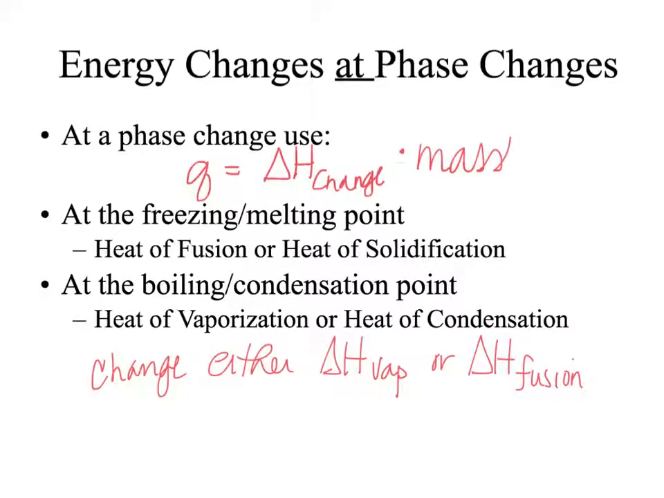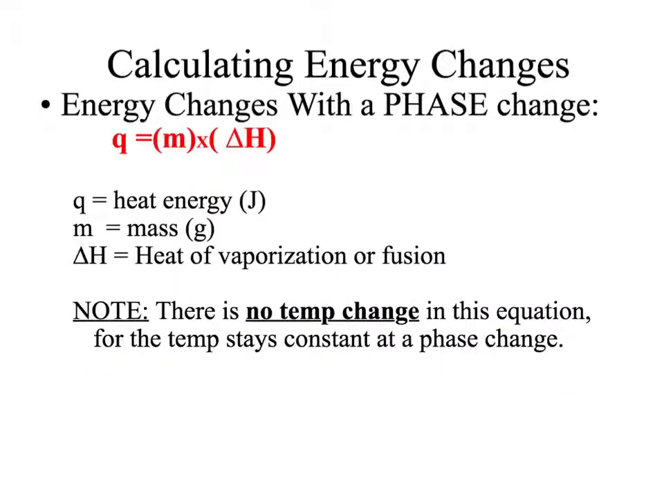If we're at phase changes, this is the formula we would be using: Q is equal to the mass times delta H of the change. That change is either going to be vaporization or fusion. So here again is the formula. At phase change, you would use Q is equal to the mass times the delta H of either fusion or vaporization. Since there is no temperature change at phase change, you'll notice that there is no temperature included in this equation. So let's move on and do an example calculation.